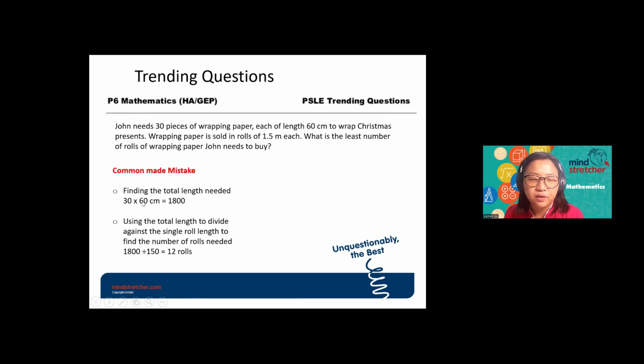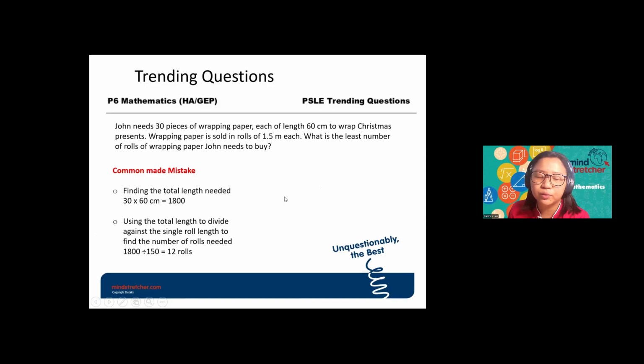Yeah, a common mistake that students make is to find the total length of wrapping paper needed, right? But in fact, when we wrap a present, we don't use the short leftover part of a wrapping paper to combine with another short leftover part of a wrapping paper, right? The short leftover part of the wrapping paper will be thrown away. So that is why the common mistake over here is wrong.